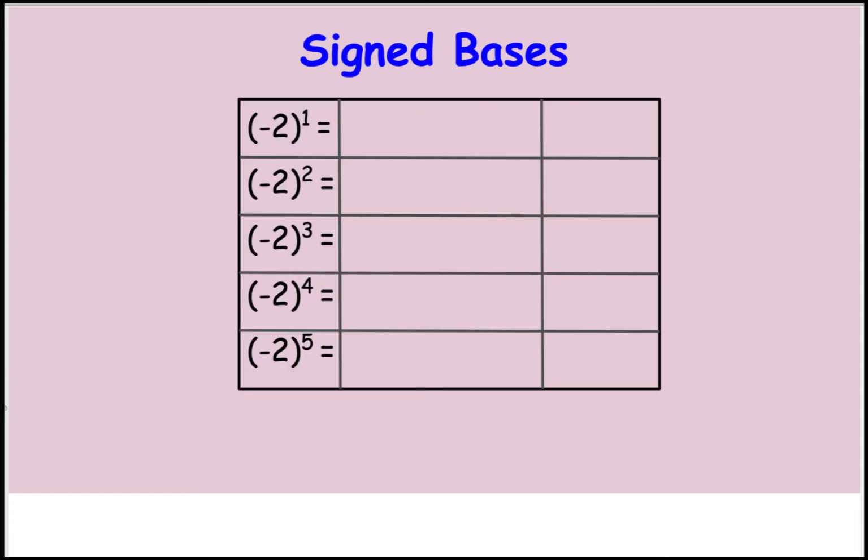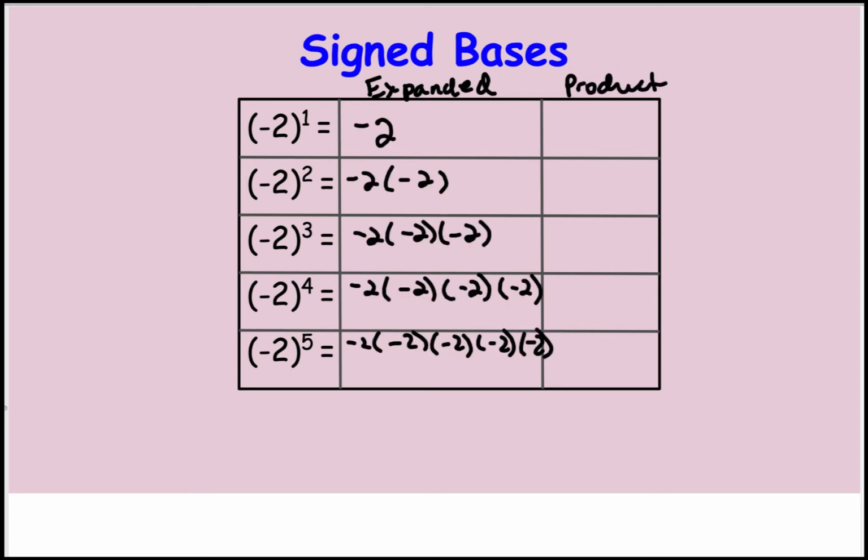Okay, so now let's talk about signed bases. First I'm going to write these out in expanded form, and then we're going to look at the product. If I did the product, that means I'm going to evaluate it. If I only have one negative, and the number is -2, the product is -2. If I do a negative times a negative, that is a positive, so this is going to be positive, and 2 times 2 is 4. If I did -2 times -2, I know that I'm going to get positive 4, so that makes positive 4. But 4 times -2 is going to give me -8.